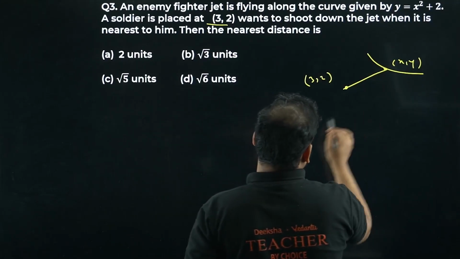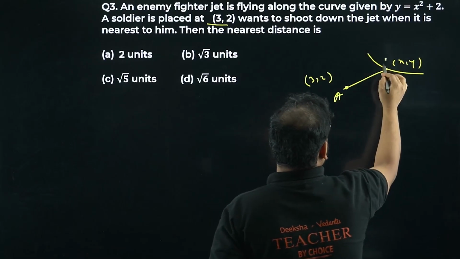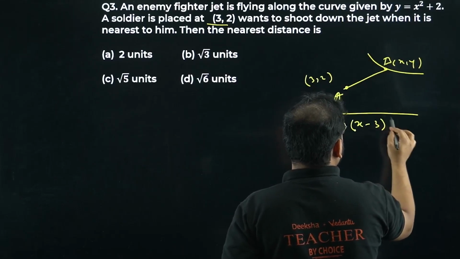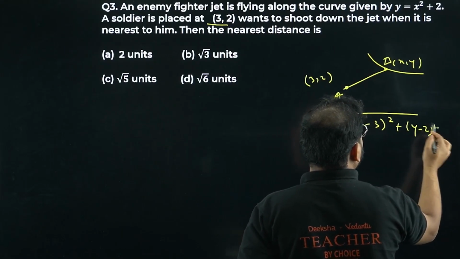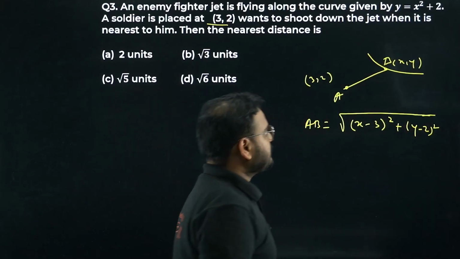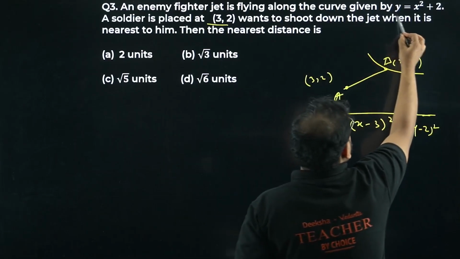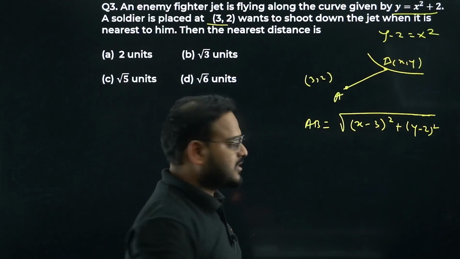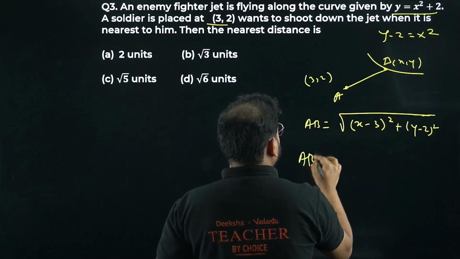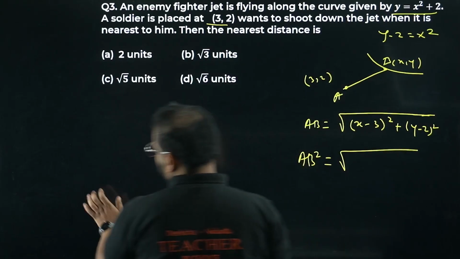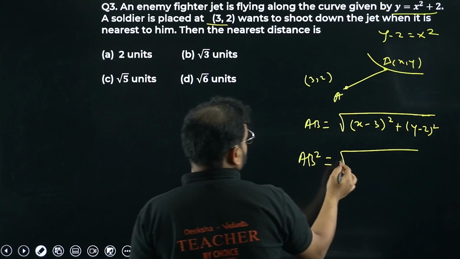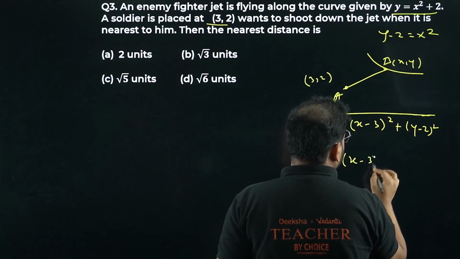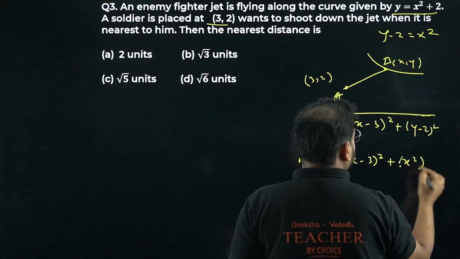So we can find the distance. Let's call these points A and B. I can find the distance AB as the root of (x minus 3) whole square plus (y minus 2) whole square. I have the value of y minus 2 from the curve: y minus 2 equals x square. So write that over here. I take AB square, so I can remove the root now. I have (x minus 3) square plus (x square) square.